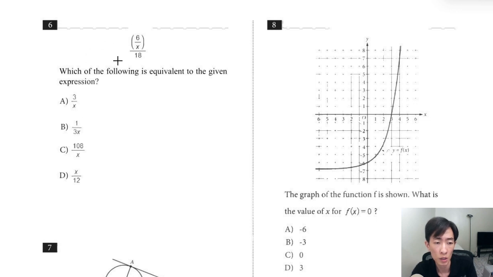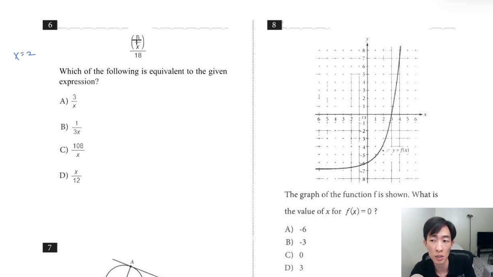Question 6, we've got a complex fraction. Which of the following is equivalent to the given? So if you have no idea how to do this, you could pick a number for x, say x equals 2, figure out what the top value is, and then plug in x equals 2 for each of them and see if any of them match. This is number 6, so we can actually do it the real way.